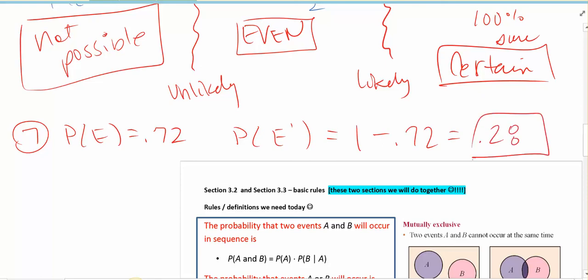That should get us through 3.1. I mean, it's pretty much just vocabulary. 3.2 and 3.3 are basic rules. And so I'm going to come back with a separate video for that.